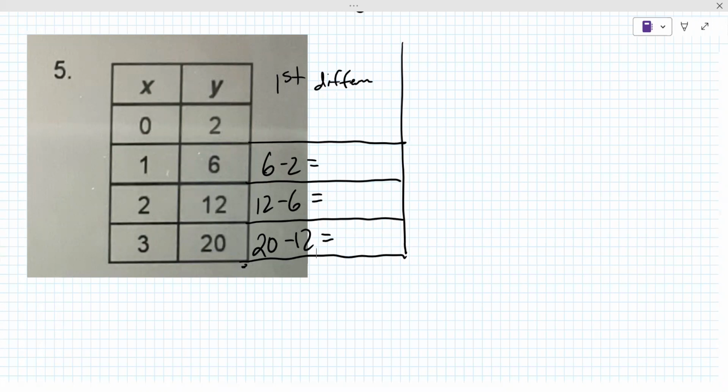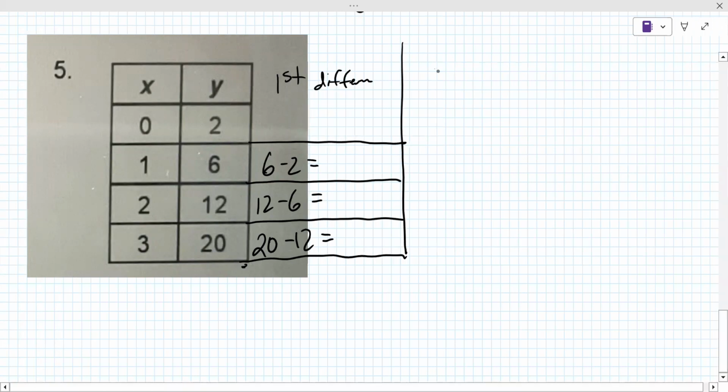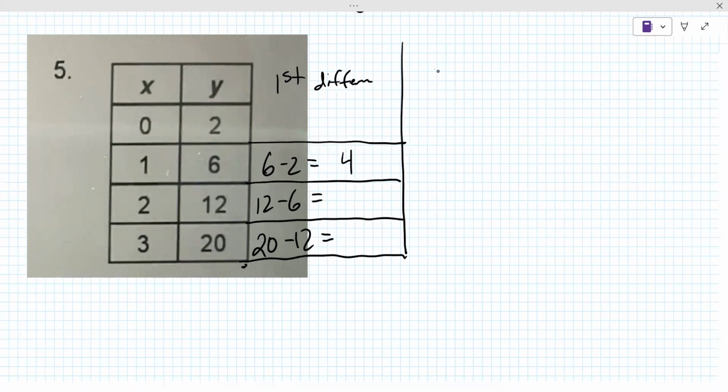Do you have an answer for me? Did you ask for the first difference? Yeah, just the first difference. Do you have that? Okay. Yeah, 4. Okay, keep going. 6 and 8. Good. All right.